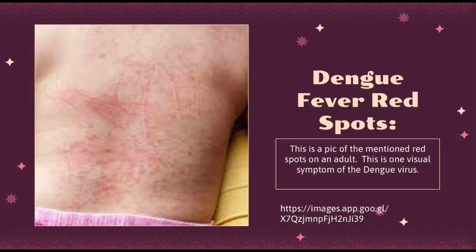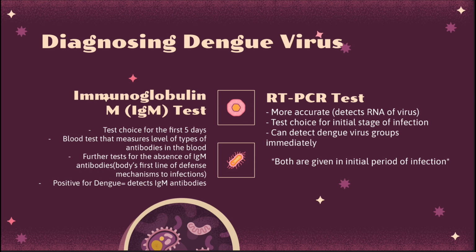Now, as mentioned with the red spots, this is a pic of the red spots on an adult, and this is one visual symptom of the dengue virus. I have also included the link to the image down below. Following the signs and symptoms of the dengue virus, now we actually have to diagnose it.